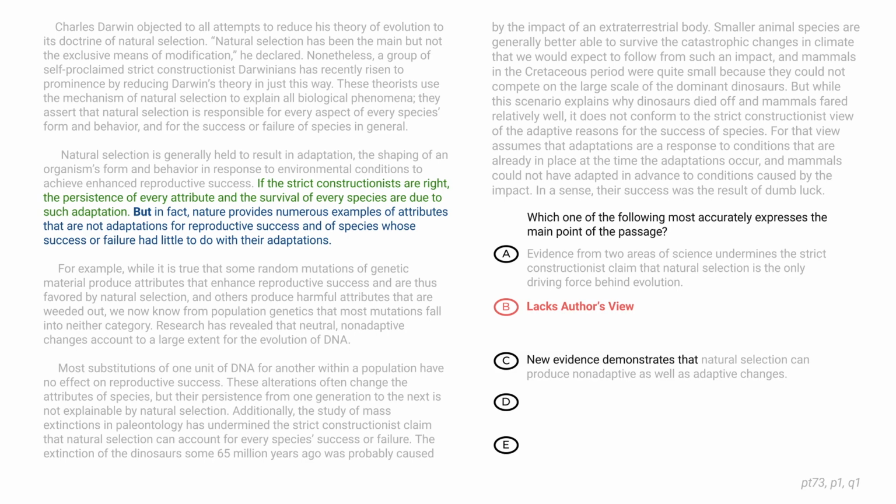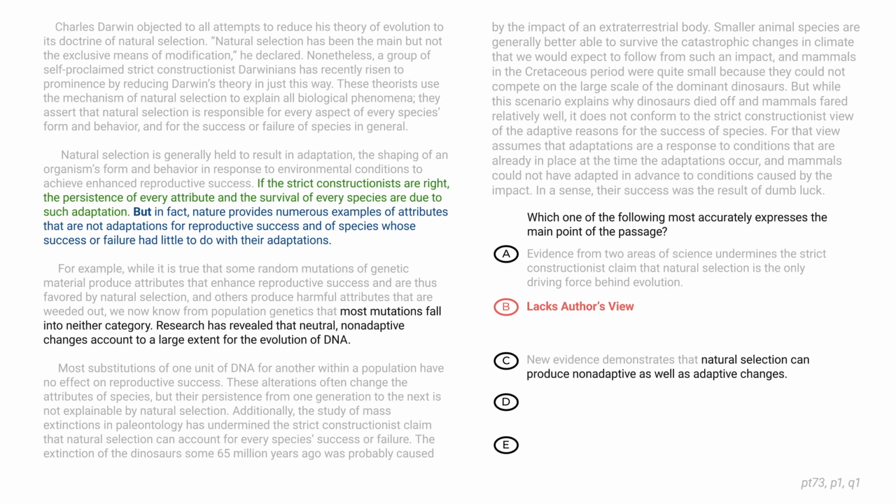C starts with new evidence, which I just don't remember us ever talking about anything new, but I got to research that qualm. Was there something new? It looks like we say we now know, so that does suggest there's some recent evidence. Can't disqualify it for that. The main idea here is that, hey, natural selection can do non-adaptive things also. That does kind of feel like it's pushing back against the strict constructionist view, so we could keep it on a first pass.